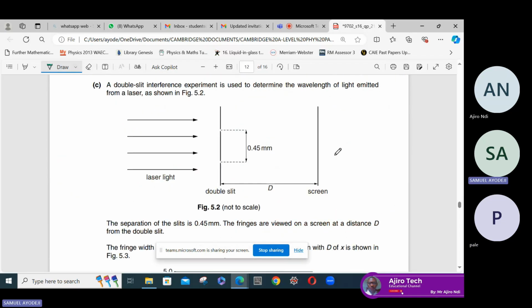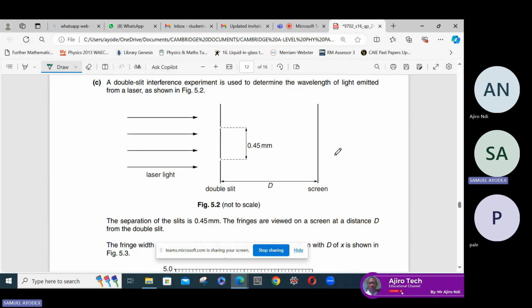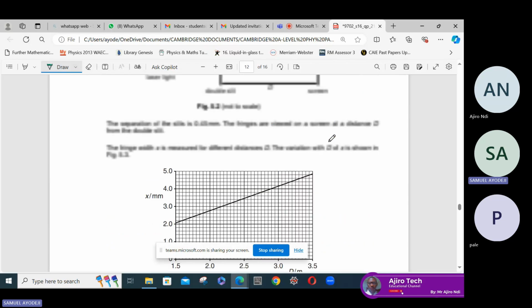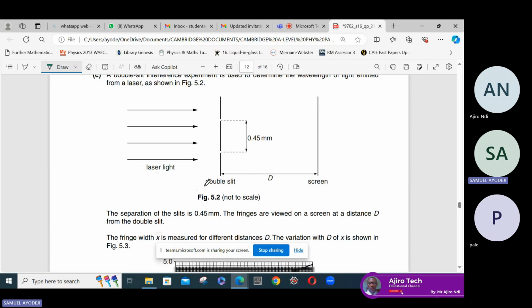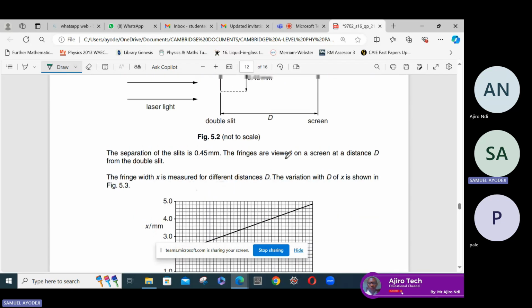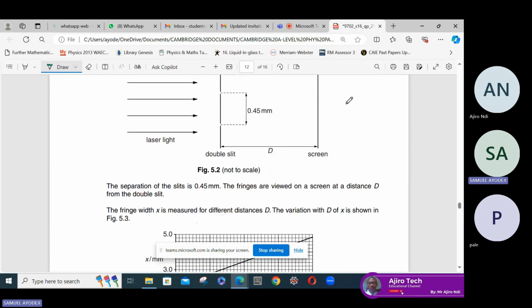Now to the question. This is a double slit. We have a graph here. You have a double slit interference experiment used to determine the wavelength of light. So we have the separation of the slits. What's the symbol for separation? That's a. a is 0.45.